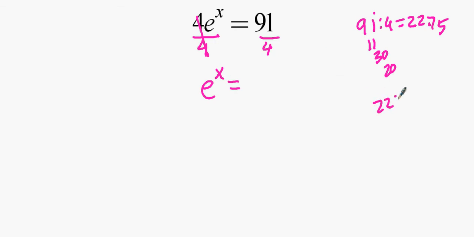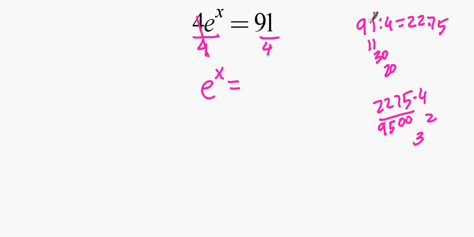Let's check. 2275 times 4. 0.2, 0.3, and 195. That looks wrong. I made a mistake somewhere.